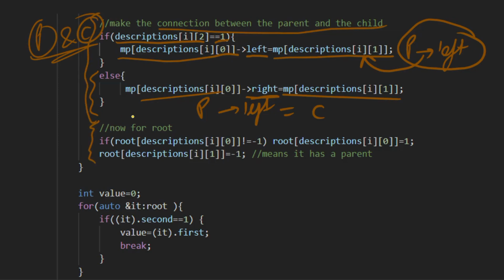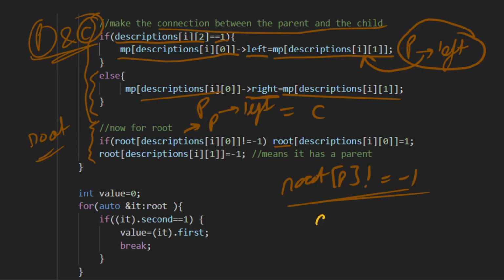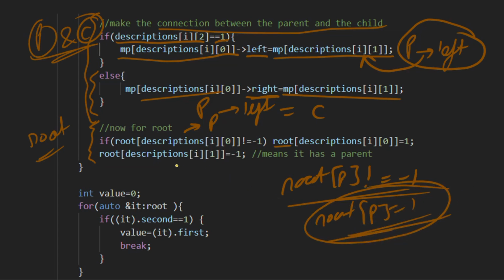Now we also need to check for the root node. So first of all we check if root of parent is not equal to -1, that means it is not already a child, then we mark root of parent equal to 1. That means it is a potential candidate for the root node. And for the child node we directly put -1. For the child node, that is root of child, we put -1. That means it has a parent.